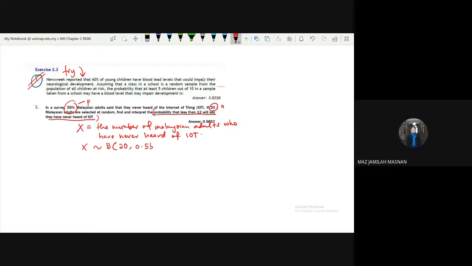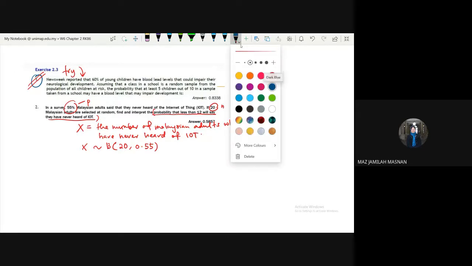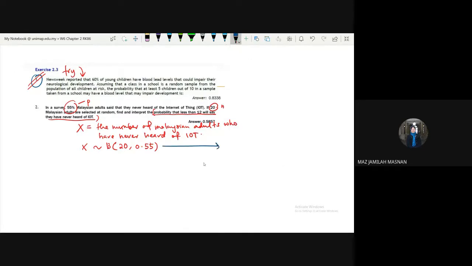0.55. And definitely we know we cannot refer to our binomial table. Now we transform that, as usual. We use X, we use Y. Y is binomially distributed. Number of trials maintained at 20. Now the probability of success becomes 1 minus 0.55, which will be 0.45.